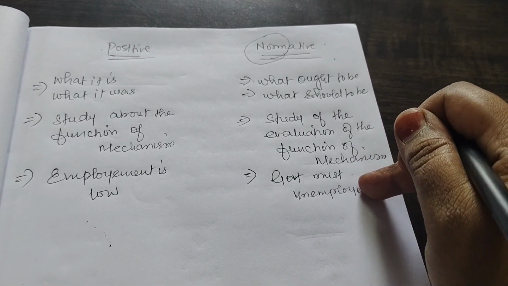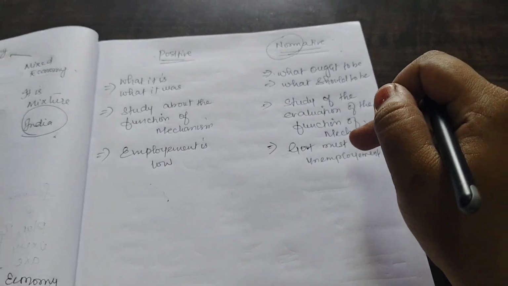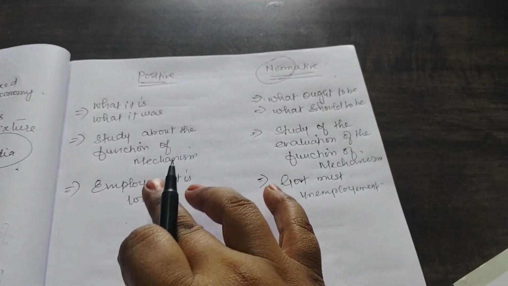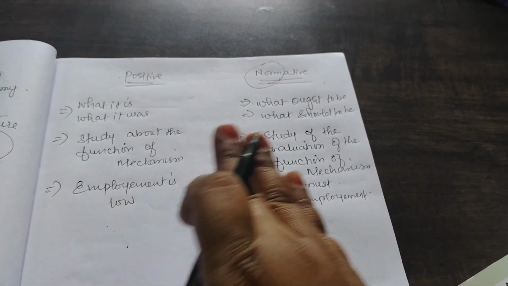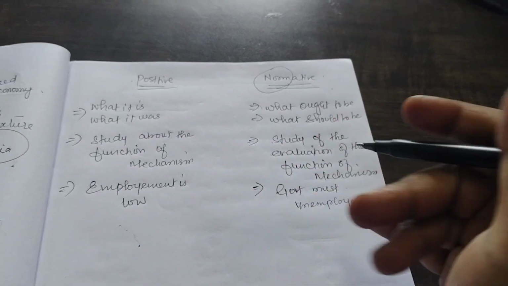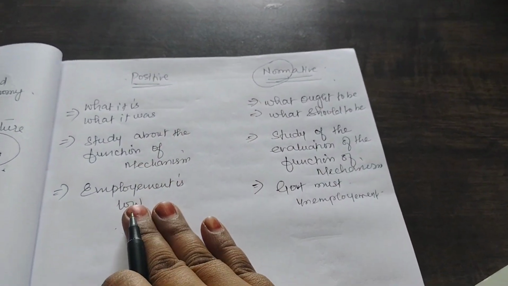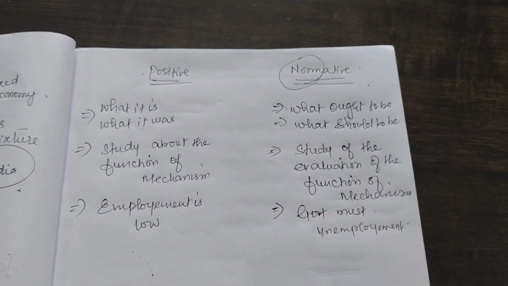A bit of judgment and a bit of statement will be added in normative economics. In positive economics we will be studying only the function of the mechanism, while here we will study the evaluation of the function of the mechanism. So that is the difference between positive and normative economics.